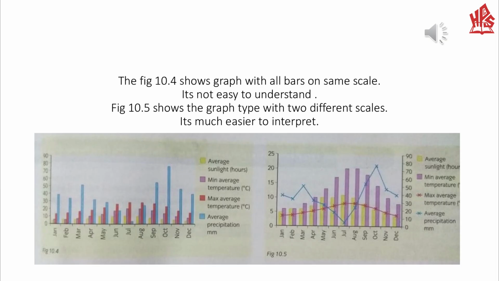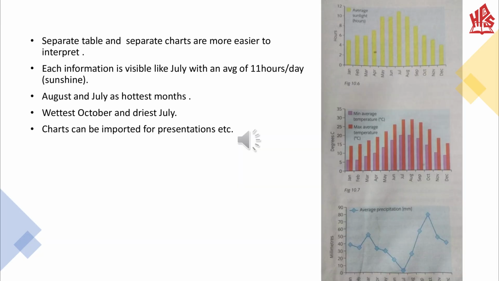As you can see, you have been shown two types of graphs. There is a visible difference between the two. Each type of graph represents different data: average sunlight, minimum average temperature, maximum average temperature, and average precipitation. As you can see, in figure 10.4, all bars are on the same scale, which is visibly not easy to understand. But on the right hand side, in figure 10.5, two different scales are shown, which helps the viewer to understand or interpret what is actually being represented.